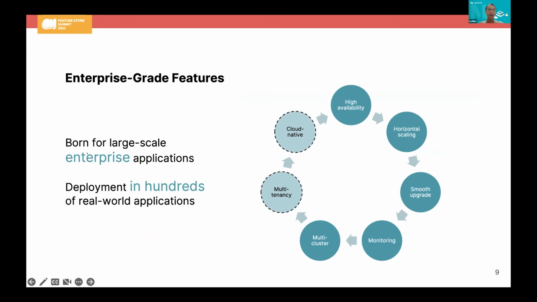And the third thing is we want to emphasize the enterprise-grade features, because OpenMLDB has been deployed in many enterprise applications. So we have introduced quite a lot of enterprise features, like high availability, horizontal scaling, smooth upgrade, monitoring, and multi-cluster. And also we are trying to develop more features for these enterprise applications.